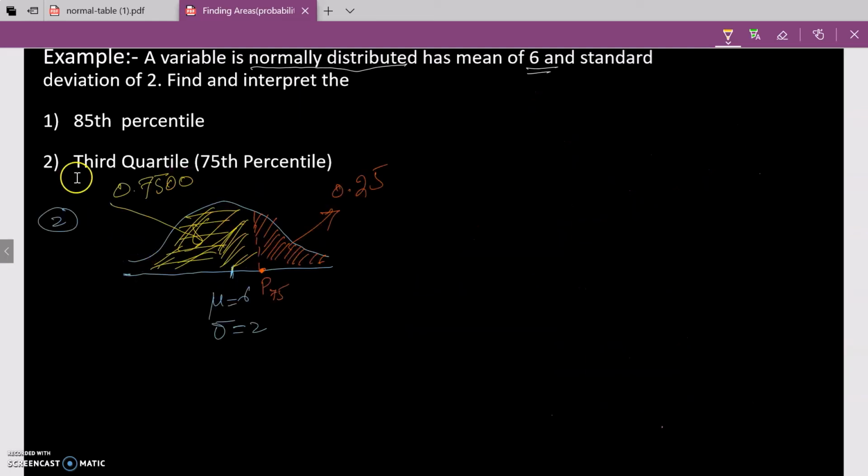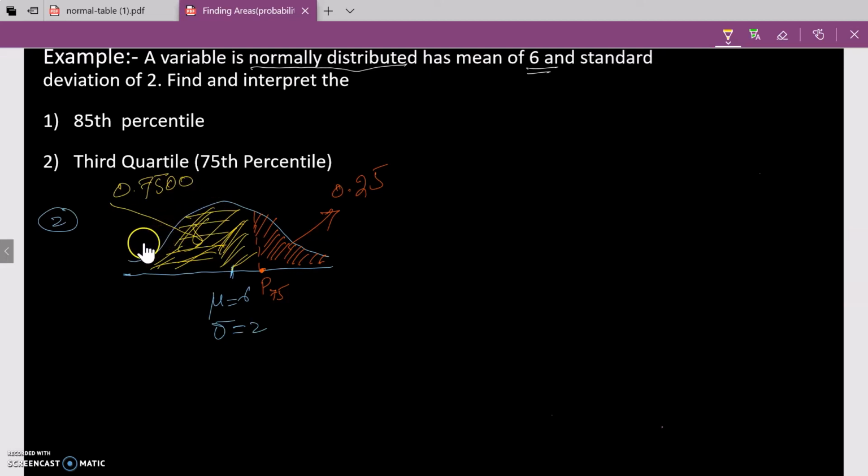Now let's move to part number 2. We have to find the third quartile. Remember, the quartiles divide our data set into 4 equal parts, and the third quartile is also the 75th percentile. I have drawn the normal curve, and exactly in the middle I have taken the mean and the standard deviation. I have to find the 75th percentile. It means I have to find a value such that 25% of the values are above it and 75% of the values are below it. I have shown this area in red, it is 0.25. This area on the left side is 0.75, right?